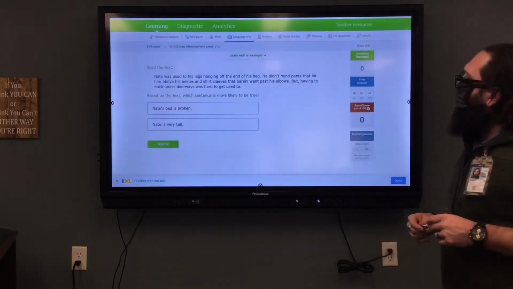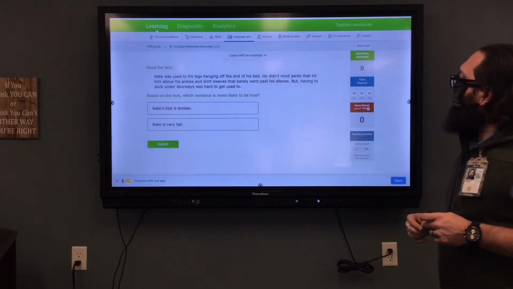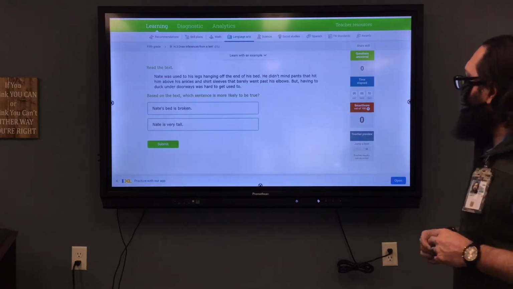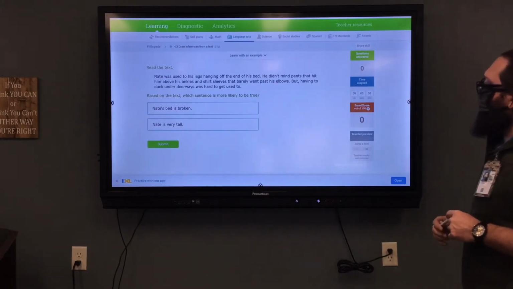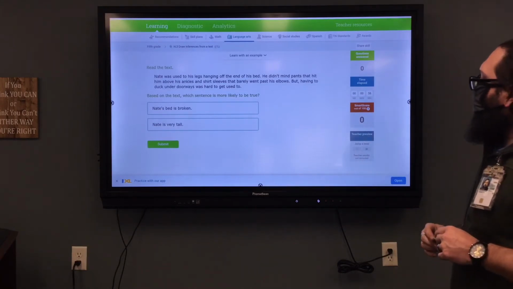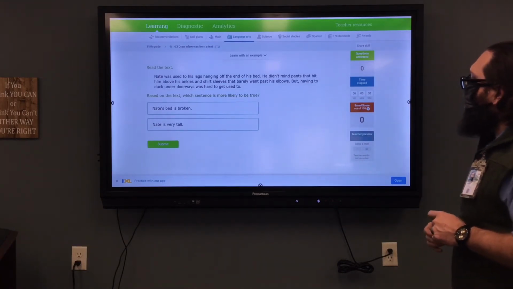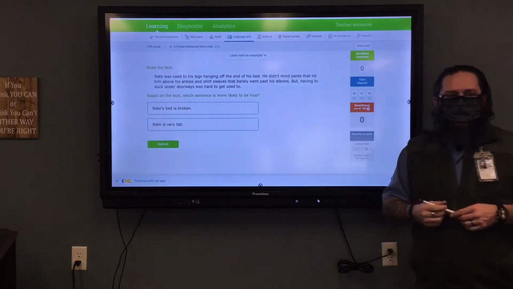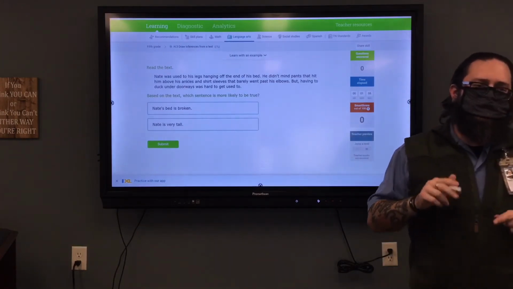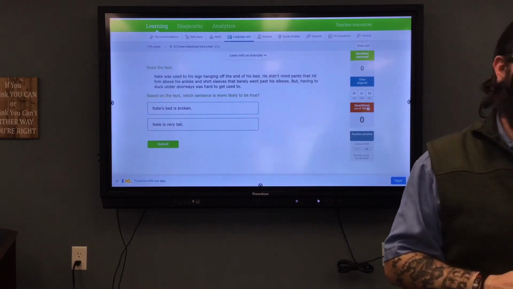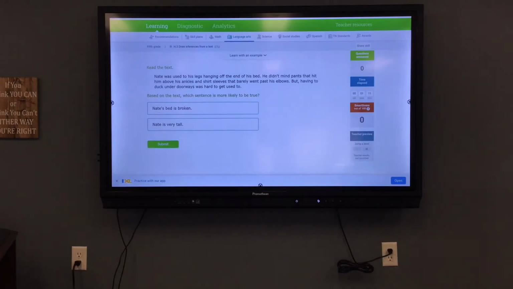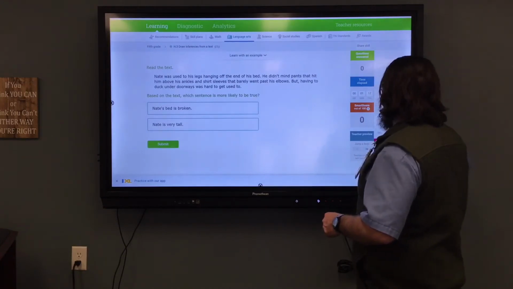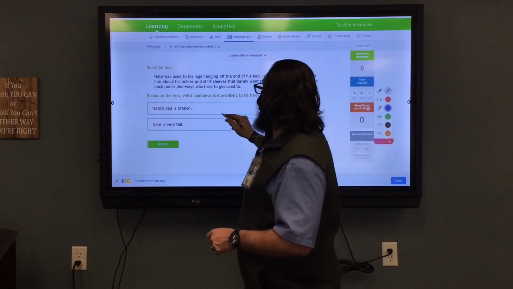So excellent work. Nate was used to his legs hanging off the end of his bed. He didn't mind pants that hid him above his ankles and shirt sleeves that barely went past his elbows. But having to duck under doorways was hard to get used to. Nate is very tall. All right, what details, what quotes in the passage can you use to support that idea? Having to duck under a doorway. Okay, so having to duck under doorways. That's number 1 right there. A short person wouldn't have to do that.